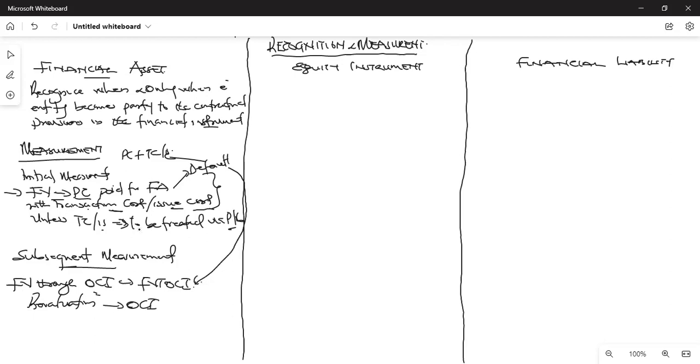But if you were meant to treat the transaction cost through P&L, then the subsequent measurement will be fair value through P&L. So you will have to go and offset the transaction cost in the P&L. All right, so that is that. Note that, and if it is a loss, it is automatically going to the P&L.